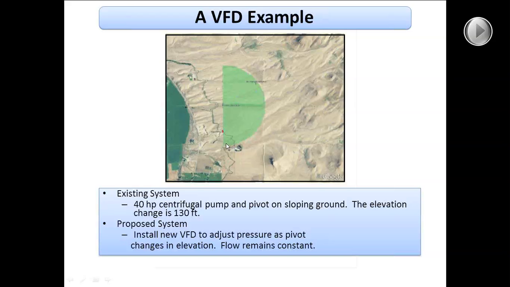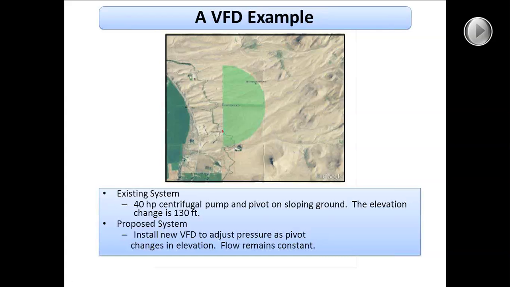What was proposed for this system is that you put a pressure sensor on the end of the pivot, and that controls the speed of the pump. When that pivot is uphill, your pump's going to ramp up and give you the exact pressure you need at the end of the pivot. But when that pivot walks around and comes downhill, that pump speed is going to slow down and give you just the pressure that you need.